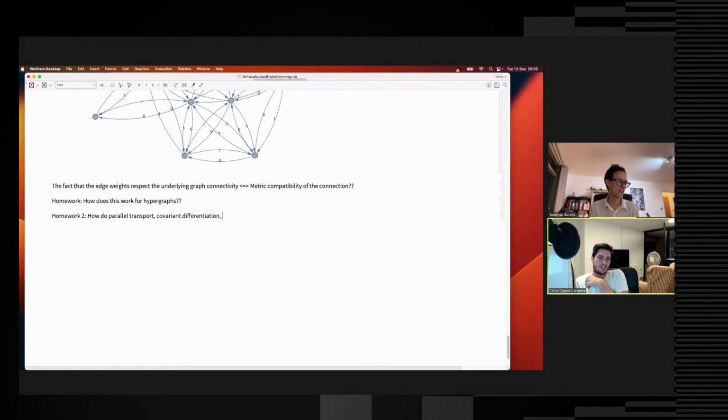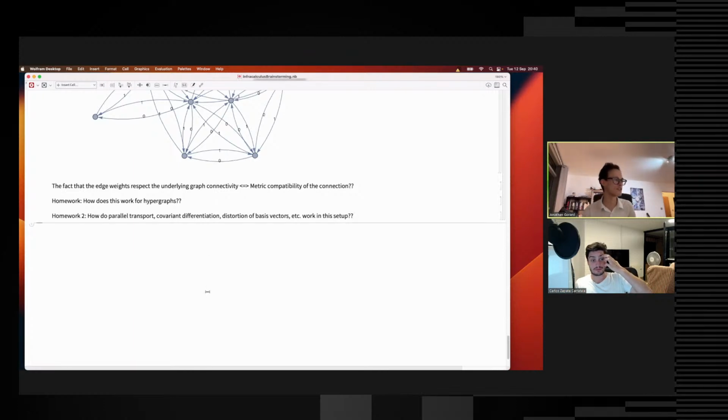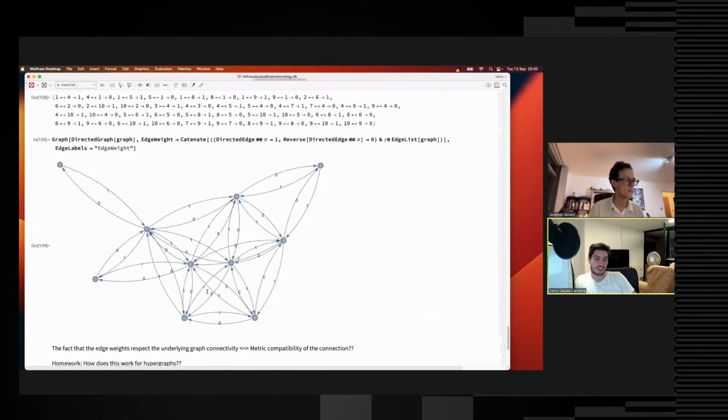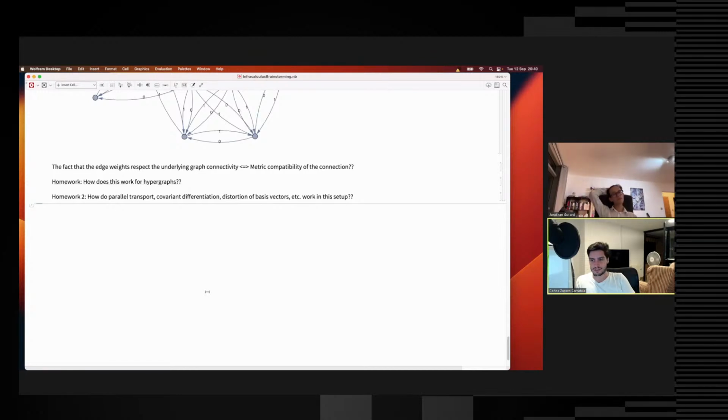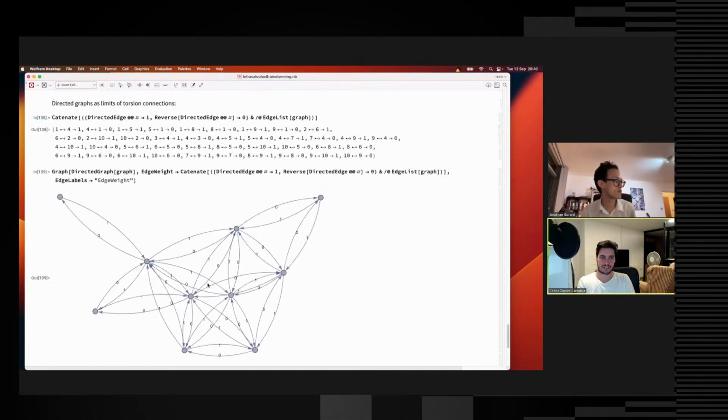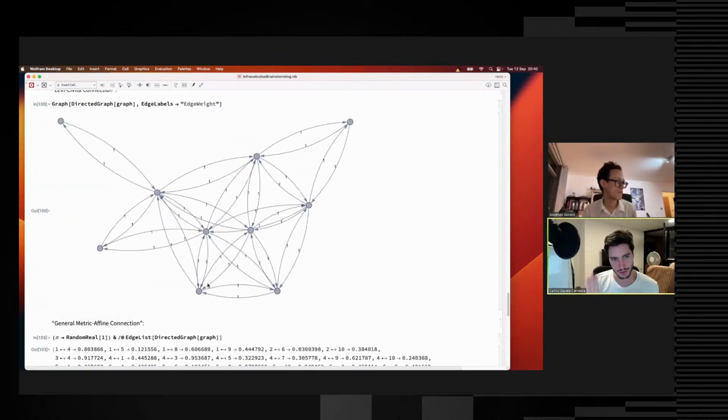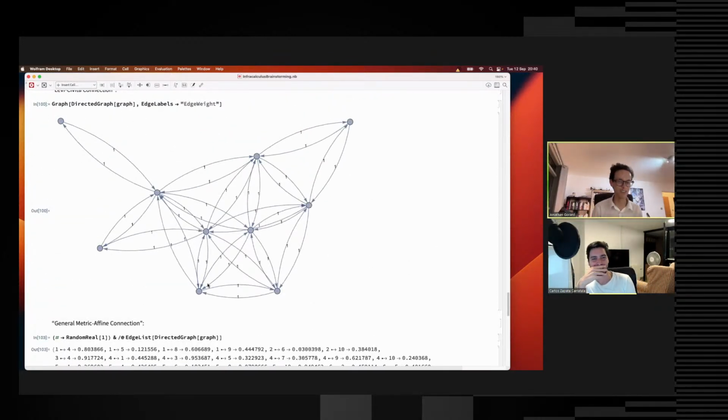Yeah. Or I get distortion of basis vectors, etc. Does that work in this setup? That's not obvious, but well, I would say covariant differentiation is almost obvious to me. Okay. So for covariant differentiation, and this is going back to what I said earlier, like the notion of a derivative, if I think about this for 2 minutes live, I think I might be able to give you the answer.